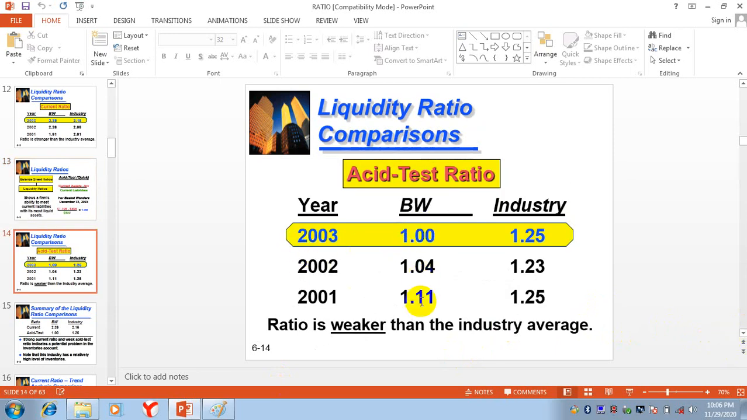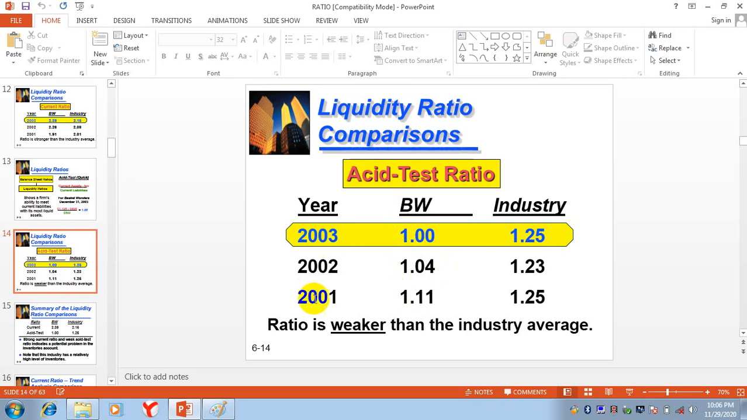Now see the internal comparison. 2001 it was 1.11, 2002 it is 1.04, it is coming down, and 2003 it is 1. So the trend is going down. The trend is going down, which is not a good sign.